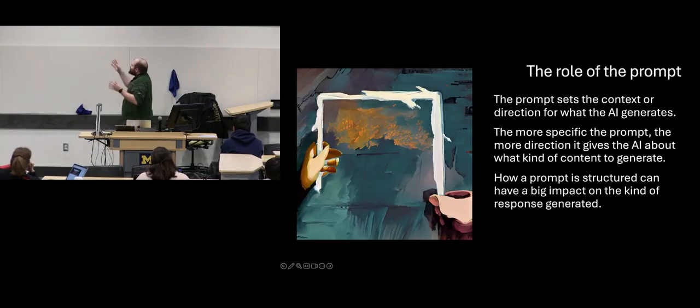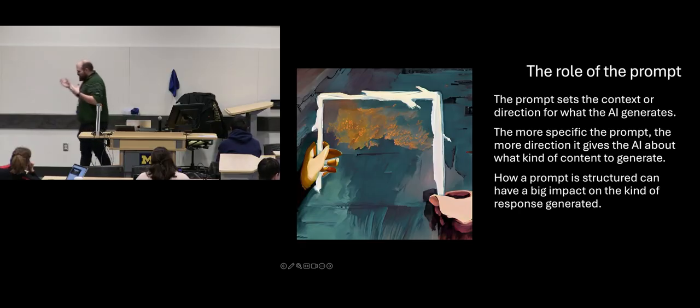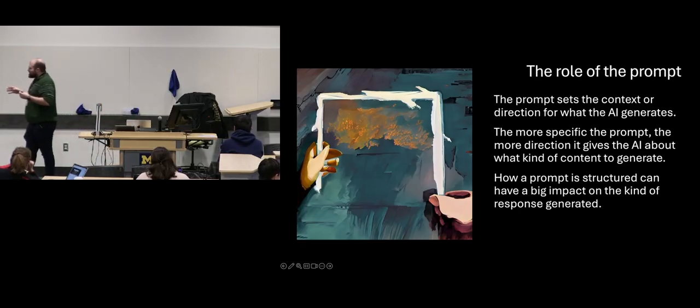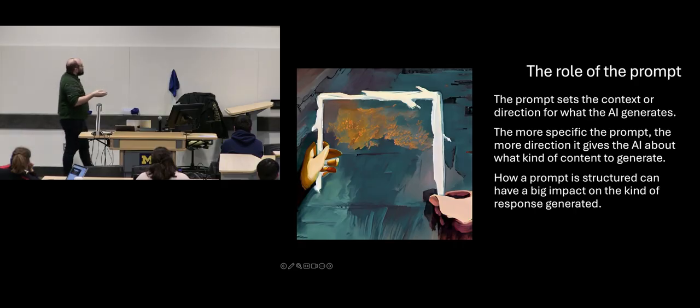So the role of the prompt is it sets the initial context. If you're just using one of these general AI models, it's not going to have other context than its training data and what you have talked to it, and the system message, but we won't get into all that. So the more specific the prompt, the more direction the AI has.